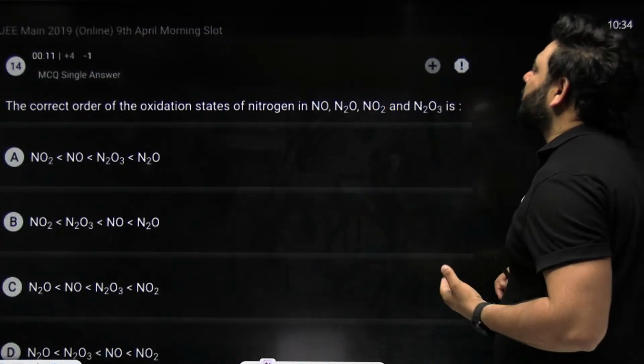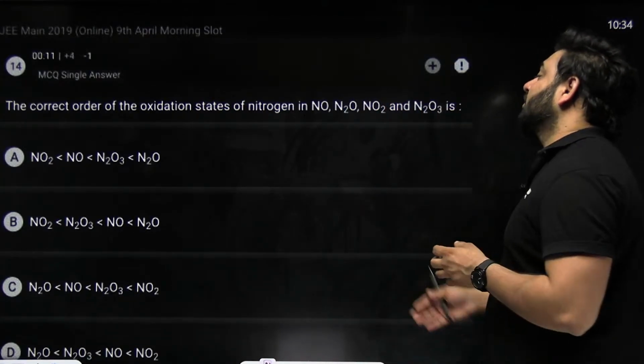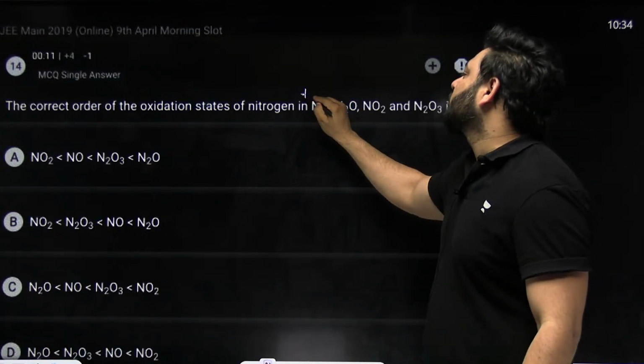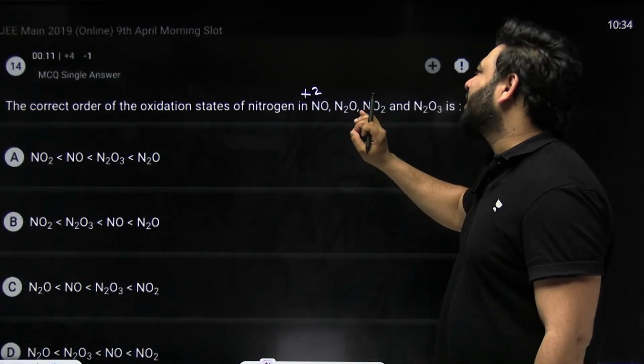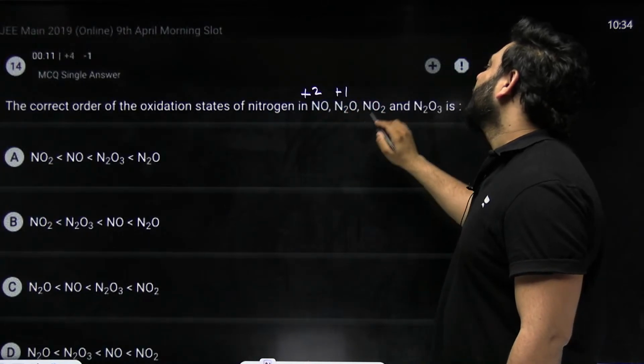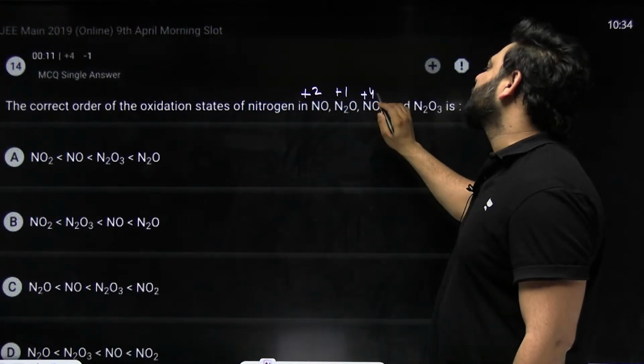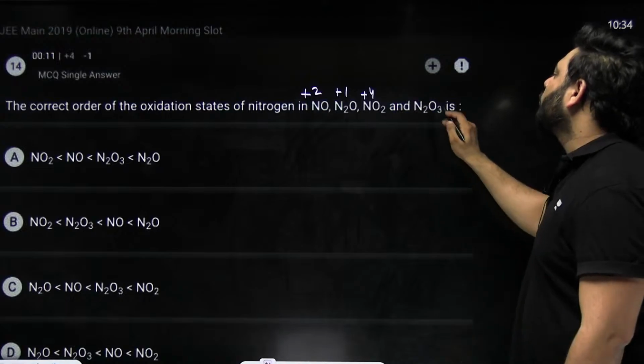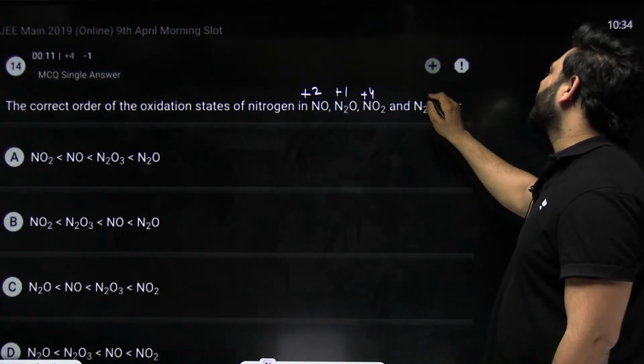We have another question, correct oxidation states of nitrogen compounds. This is called nitric oxide, positive 2 oxidation state. N2O is called nitrous oxide, laughing gas, and nitrogen has an oxidation state of positive 1 over here. Nitrogen dioxide has a positive 4, just like CO2, just like NO2. And N2O3, it has 2x minus 6 equals 0, x comes up as positive 3.